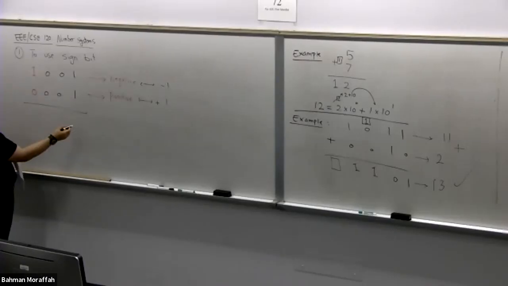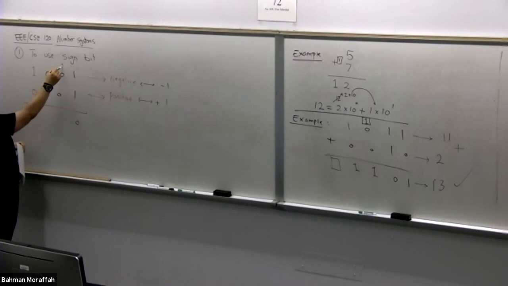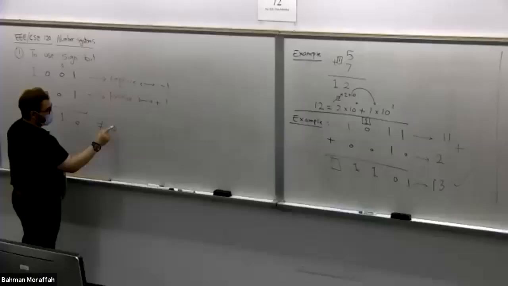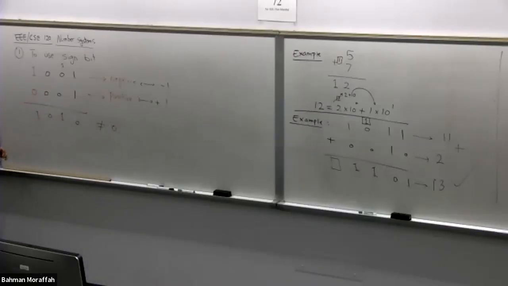1 and 1, that's basically 0. I have 1 carried over here, and I have 1, 0, and 1. Is this number 0? No. This is not 0. What's the main problem with it? We have another problem with this one.